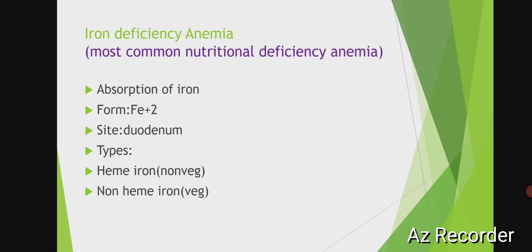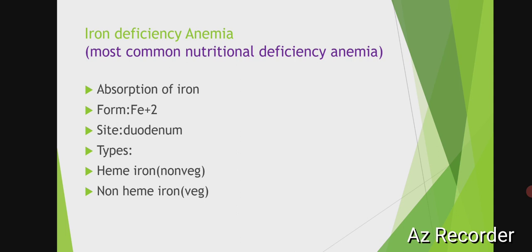So हम जानते हैं आयरन डेफिशिएंसी एनीमिया के बारे में. सो आयरन डेफिशिएंसी एनीमिया इज द मोस्ट कॉमन न्यूट्रिशनल डेफिशिएंसी एनीमिया. Iron absorption is done in the form of Fe+2. Fe+3 form is for the transferrin form or transfer of the iron form. Site of the absorption of the iron is duodenum. Two types of iron, heme iron and non-heme iron.